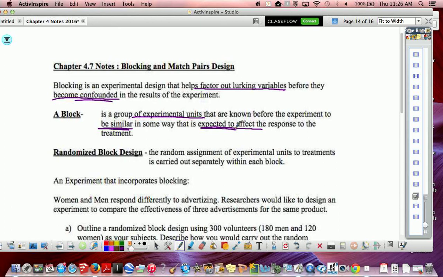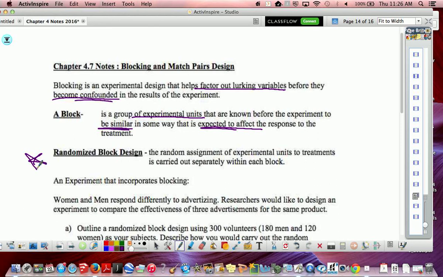So what we then do is we're going to take that known block and separate them before we do the randomization. So we have this term that's called a randomized block design. Basically, we will then randomly assign the experimental units or the subjects to the treatments after we perform the blocking. So in an experiment, we'll actually block first and then do the random assignment.